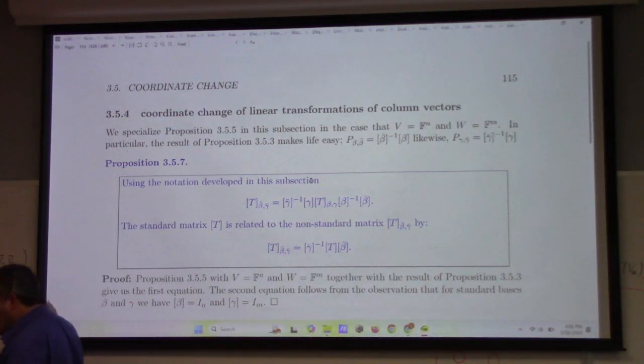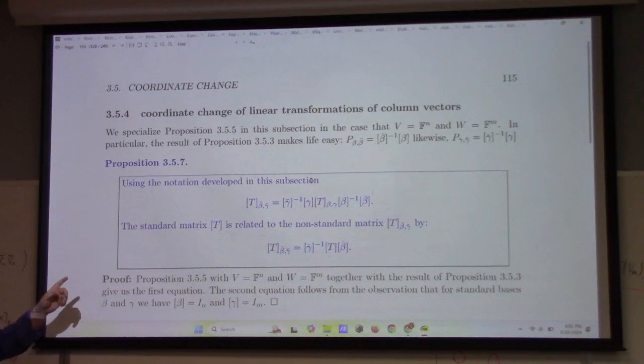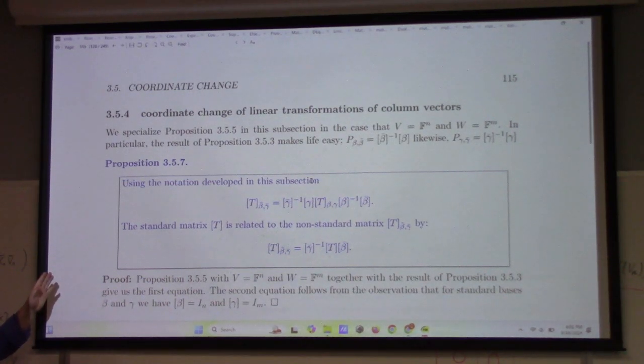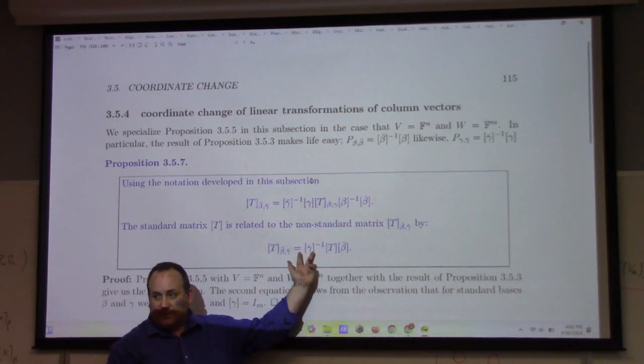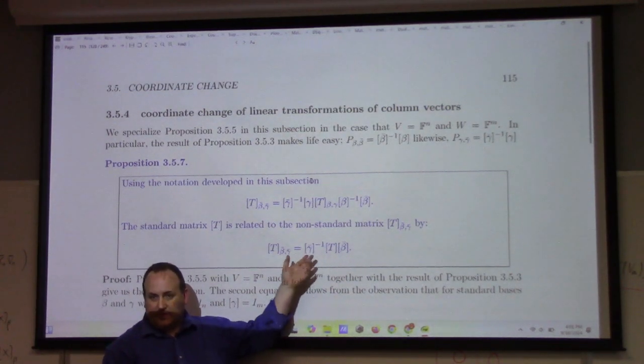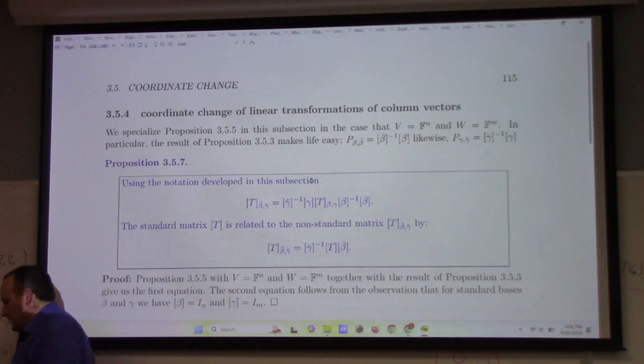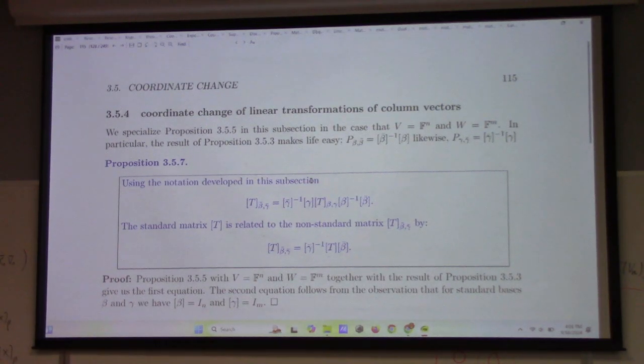Anyway, this is most interesting in the case of a linear transformation from Fn to itself. In that special case, it becomes the same matrix on both sides, and it becomes a similarity transformation. That's often what we're looking at later. But anyway, I think that's it for today. So we can turn it off.